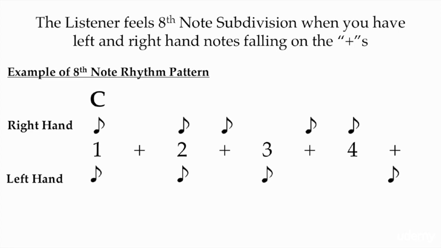The listener is only going to feel that 8th note subdivision when you have the left and right hand notes falling on the ands. So here in this example, we have the left and right hand falling on beat 1, 2, 3, and 4, but on the right hand, you have it falling on the and of 2 and the and of 3, and in the left hand, you have it playing on the and of 4. If you only play on beat 1, 2, 3, and 4 and not the ands, then the listener is not going to feel the ands, so it's not going to feel 8th note subdivided.